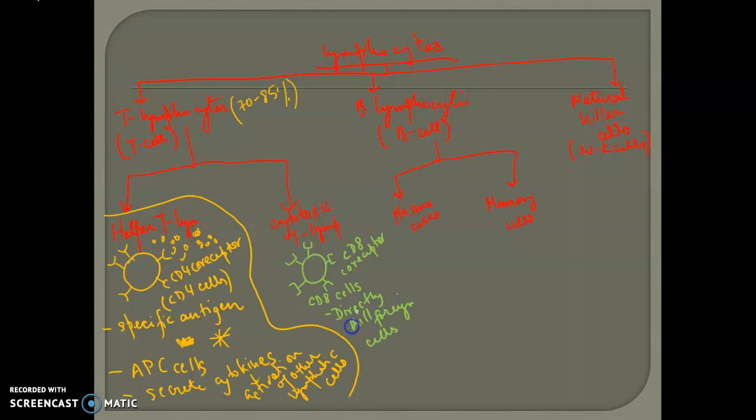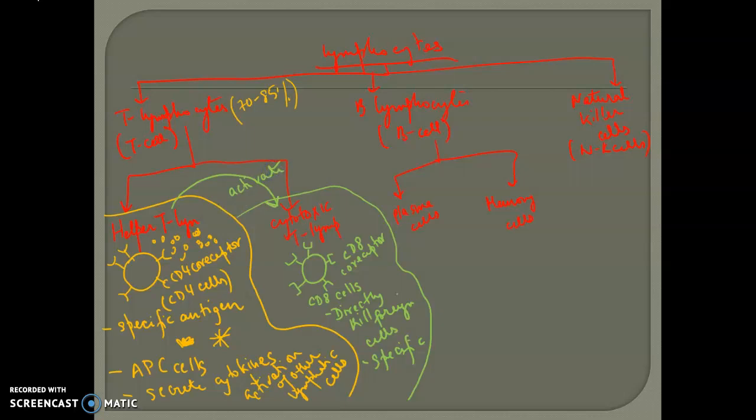Hope you can understand my handwriting. They are also, like the helper T cells, very specific against certain types of antigens. And in the upcoming slides, we will see how these cytotoxic T cells actually trigger the process of cell death. And remember, the cytotoxic T cells get activated by the helper T cells. So the helper T cells actually activate the cytotoxic T cells.